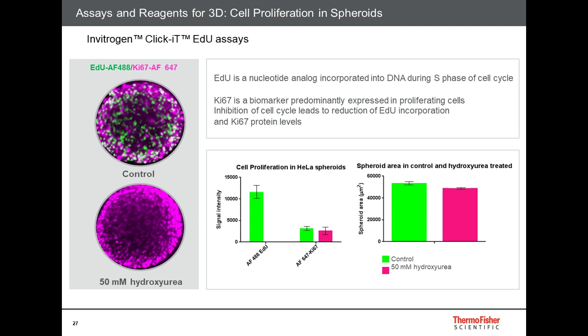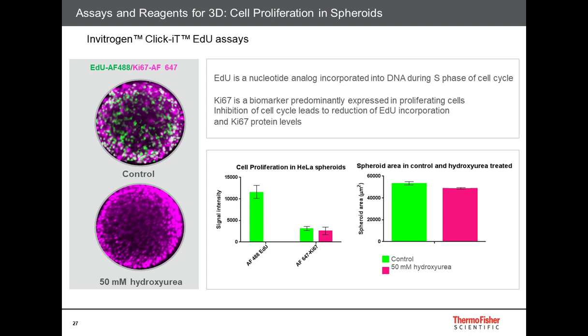And so we can see individual cells within this top spheroid that are either green or magenta, reporting a positive signal for either or both of those probes. In the bottom spheroid in this panel, we've treated with hydroxyurea, which inhibits proliferation, and we see an absence of green signal from our EdU, and we see a reduction in our Ki67.